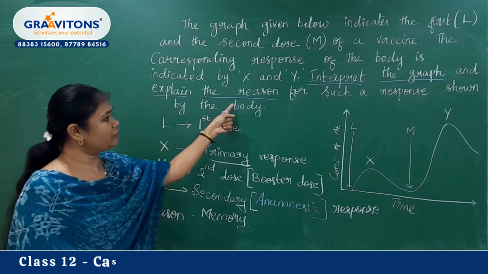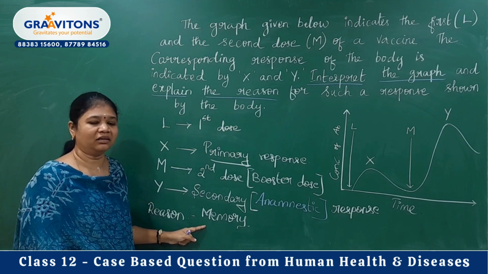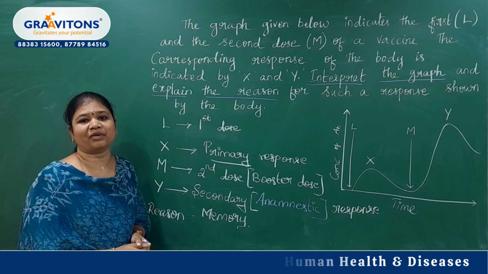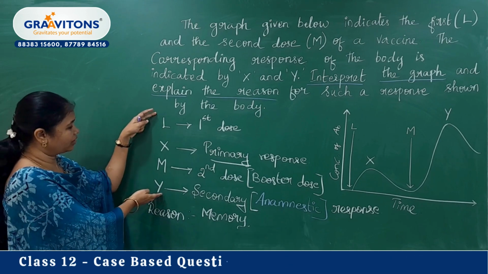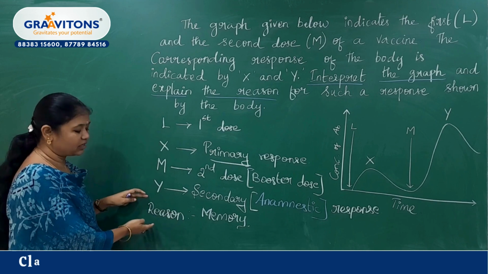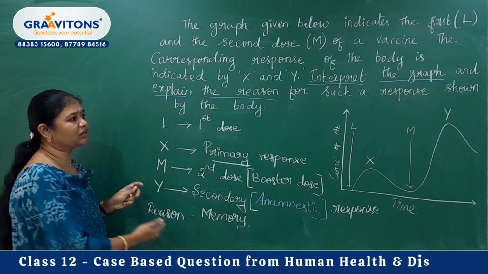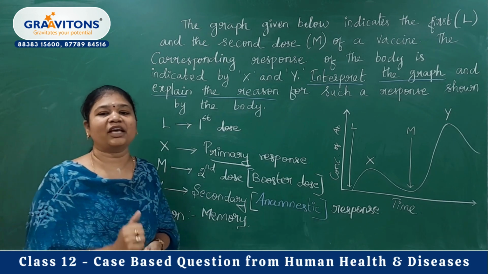So the reason for such a response is the memory B cells and T cells created for the first dose of the vaccine. For this part of the question, you will receive 1 mark for the case study interpretation, and for the reason when you are explaining, you will get the other 1 mark. So this is a 2 mark case-based question. Thank you, all the best.